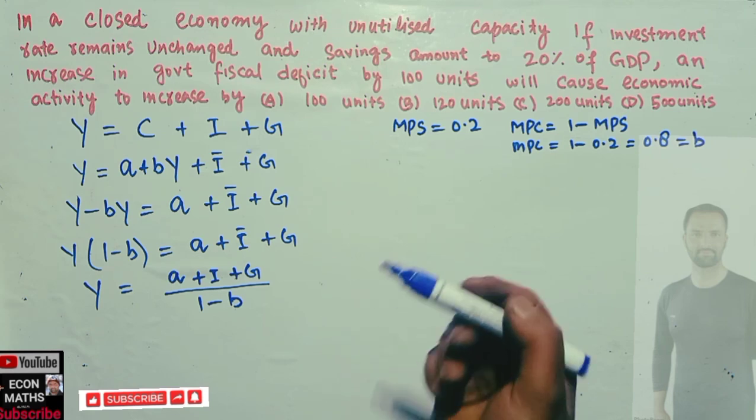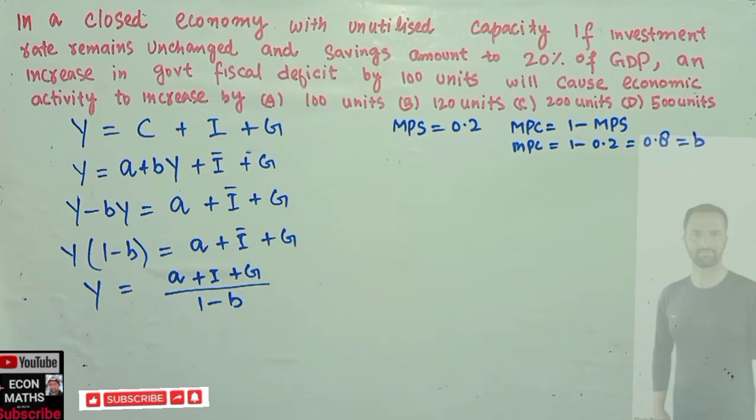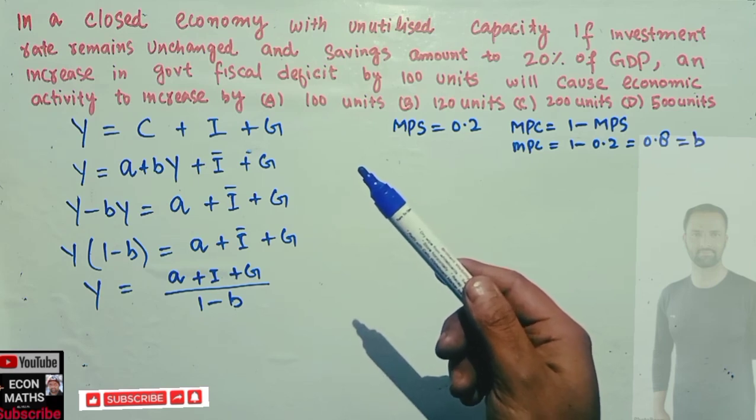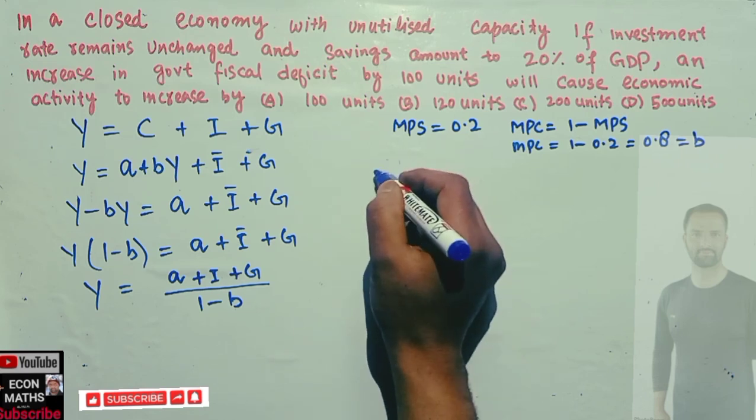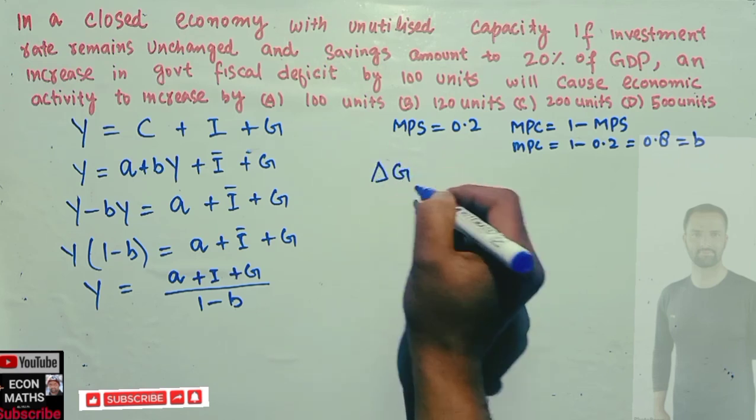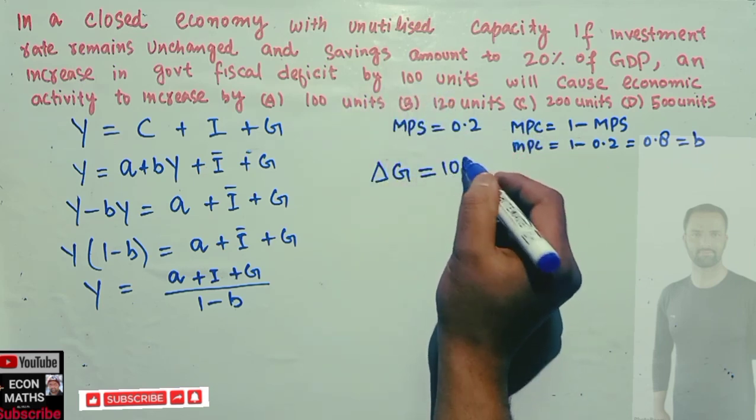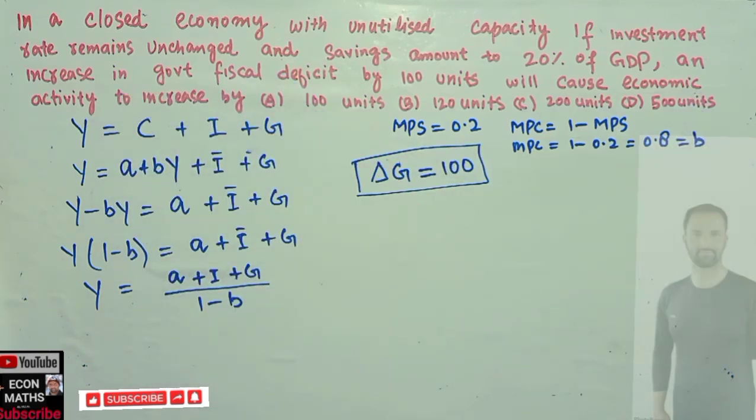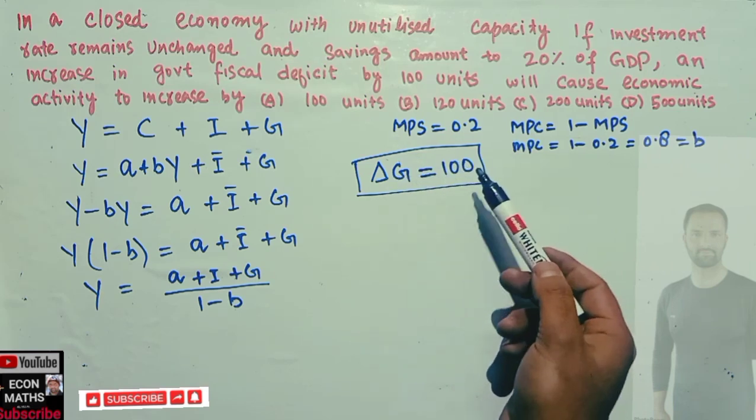Now the question tells us what happens when there is an increase in government fiscal deficit. When will the government fiscal deficit increase? It will increase when our government expenditure increases. That means in this case we are being told that our change in government expenditure is equal to 100 units. So government expenditure has increased, which here means an increase in government fiscal deficit. Now we need to see what will happen to our GDP when the government expenditure increases by 100 units.